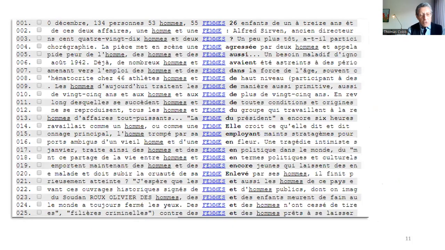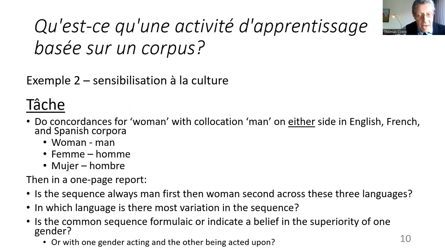So a one-page report: is the sequence always man first? In which languages is there the most variation in the sequence? Is the common sequence formulaic? Or does it indicate a belief in the superiority of one gender, or one gender acting, the other acted upon, things like that? So that would be an activity that you could do based on a corpus, not just of language, but in the broader context of the culture that the language comes from. There's lots of ways to use corpora, and you know this already.